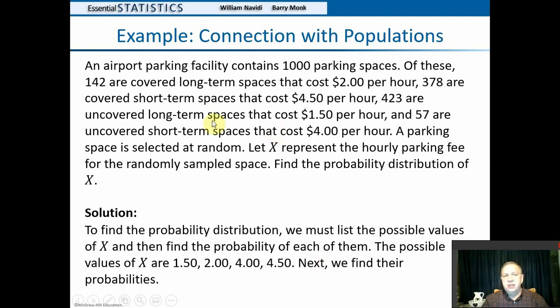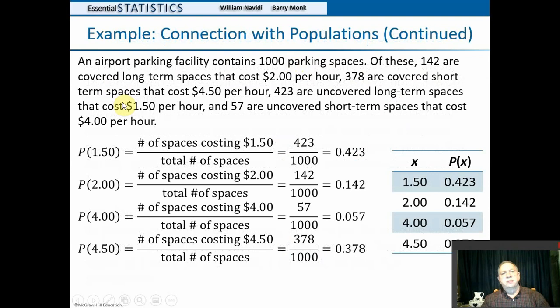Well, this is basically a theoretical probability problem. I have 1,000 parking spaces, and I know how many each one of these are. So the probability I would get into there would be the 142 over the 1,000. So let's see how that works. The probability of $1.50, the number of spaces costing $1.50, there were 423 of those out of the 1,000. So the probability would be 0.423.